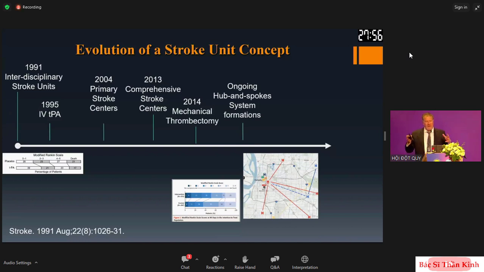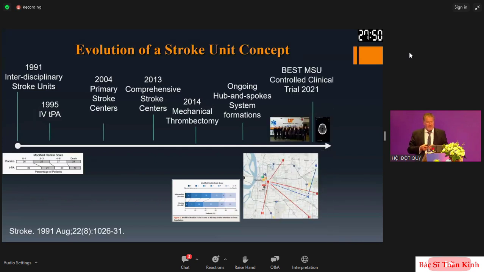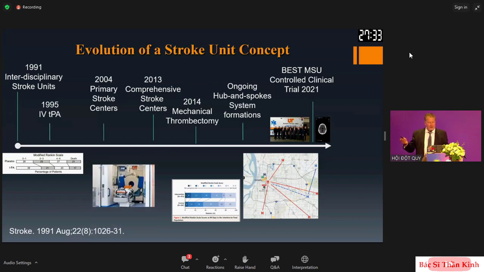We're right now engaged in rearranging hub and spoke systems in the United States. And the trial that I'm going to give you first update on is the BEST-MSU trial, that was presented, unfortunately, during the pandemic in a kind of clunky ISC that was totally online, so I will show you these results. But where is mobile stroke unit relative to all of that?